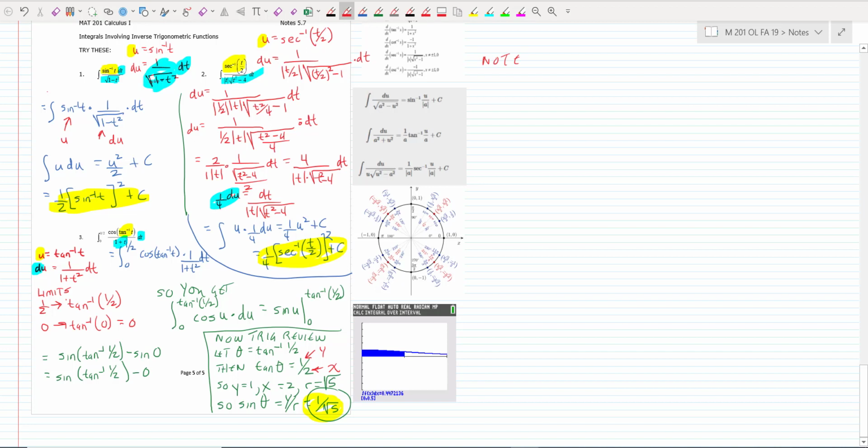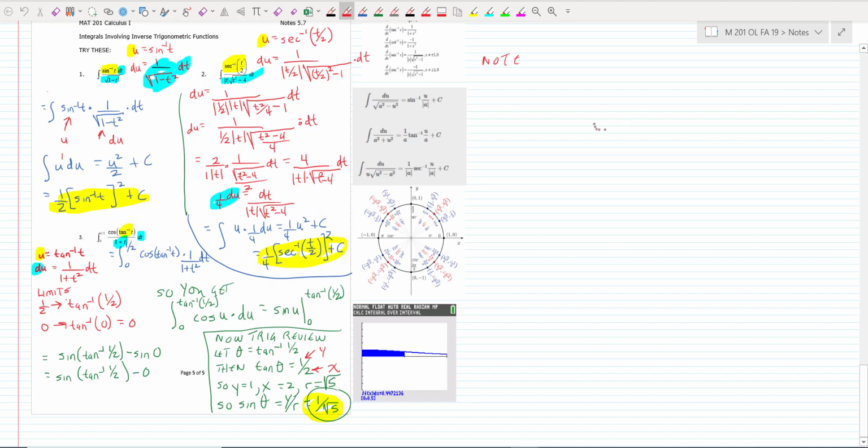du would be 1 over the square root of 1 minus t squared dt. Okay, so we have a real simple integral here. That's u, that's du. The integral of u du. Power rule, that's u squared over 2 plus c. Then plug the u back in.